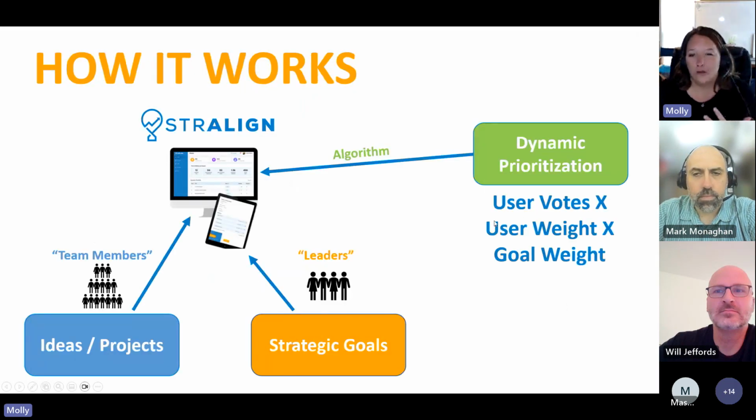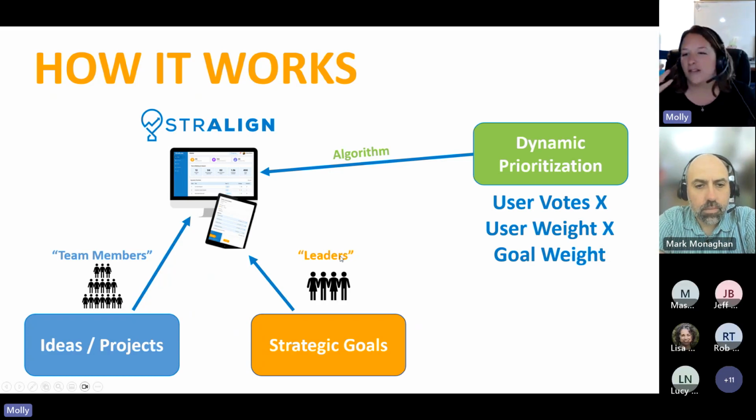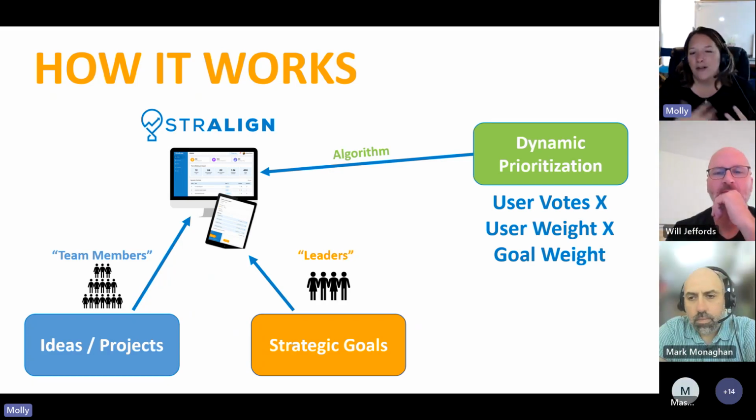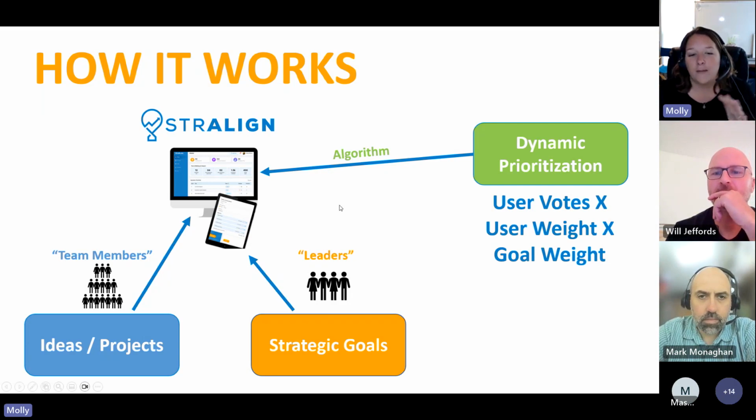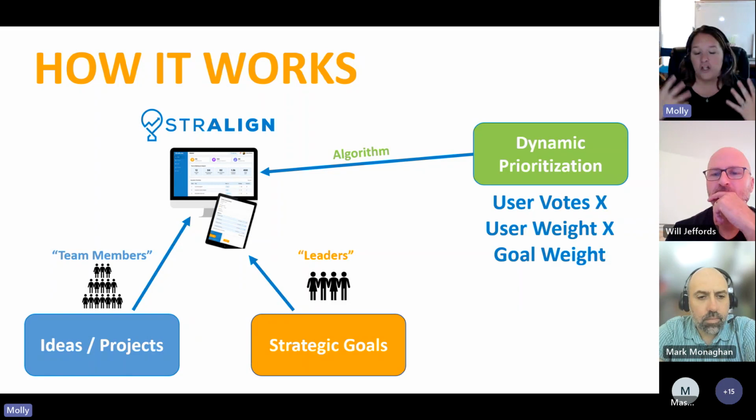So when we think about StrAlign, we think about 2 key pieces of data that we want to converge, right? We want that top-down strategy, goals, vision, what's going on in the world view to come from what we call our leaders, decision makers. Whether this is C-suite, we've also seen this used directly in a marketing team, right? So who the leaders are depends on the scenario that you're really looking at. But what leaders are really good at is providing that strategy, that vision, those goals.